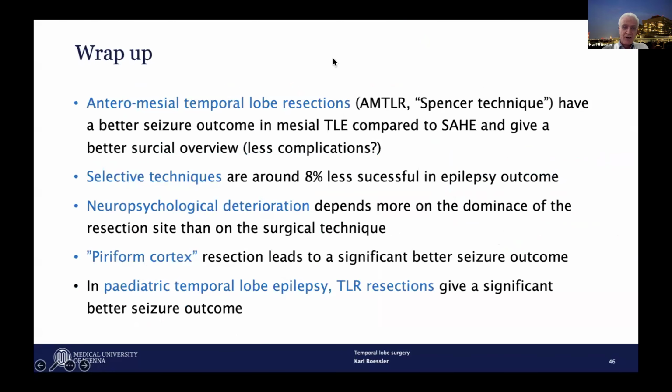So I want to wrap up my talk. Anteromesiotemporal lobe resections have a better seizure outcome in mesial temporal lobe epilepsy compared to SAHE, gave a better surgical overview, and maybe also fewer complications. Selective techniques are around 8% less successful in epilepsy outcome. Neuropsychological deterioration depends more on the dominance of the resection site than on the surgical technique. The piriform cortex resection leads to a significantly better seizure outcome, and in pediatric temporal lobe epilepsy, temporal resections give a significantly better seizure outcome.